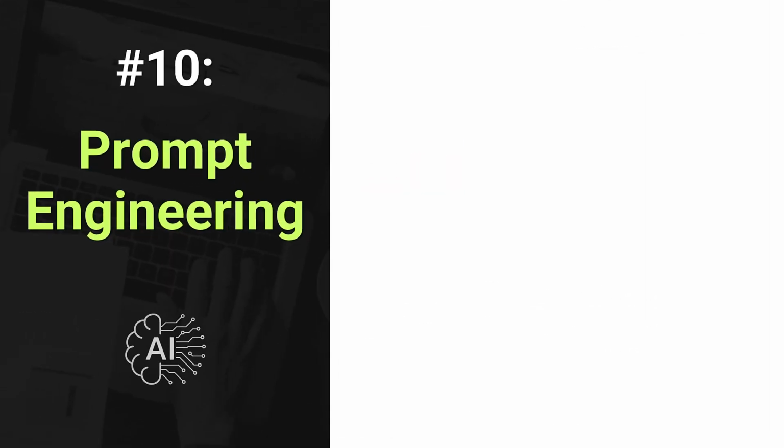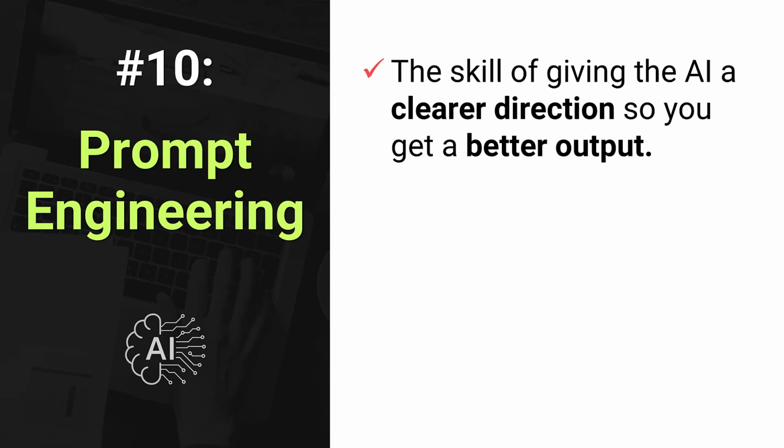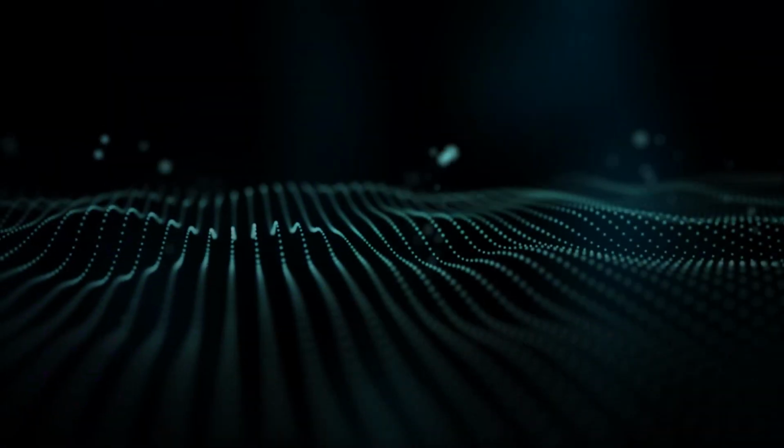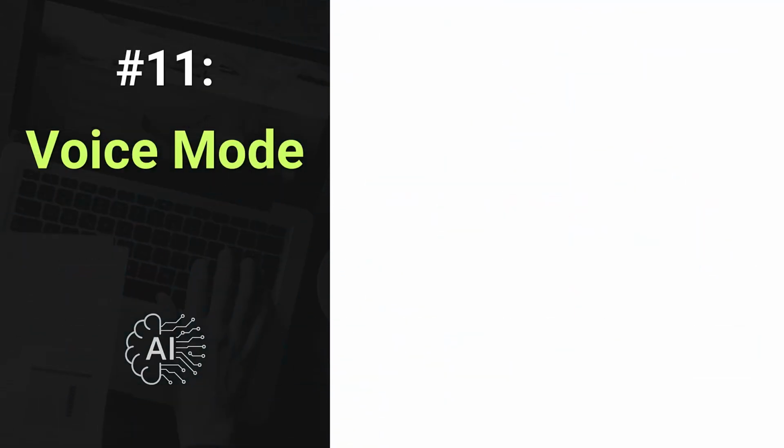Now, prompt engineering is simply the skill of giving the AI a clearer direction so you get a better output. You're still just prompting the AI, but with a little more intention. Sometimes that means adding a bit more detail or giving an example or telling the AI how you want the answer formatted. Now let's cover a few AI capabilities you've probably run across.